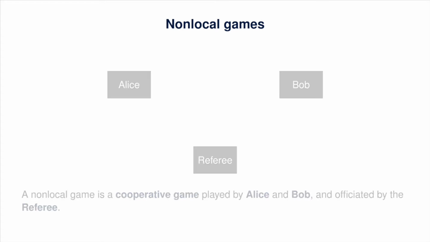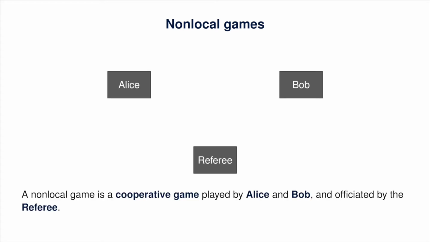Let's begin with the non-local games model. A non-local game is a hypothetical game played by two participants, Alice and Bob. Alice and Bob are cooperating in this setting, and they will either win or lose as a team. The game itself is run by a referee who isn't a player. The referee's actions are completely dictated by the specific non-local game that's being played.